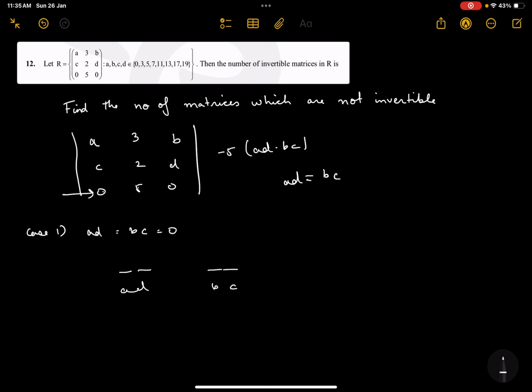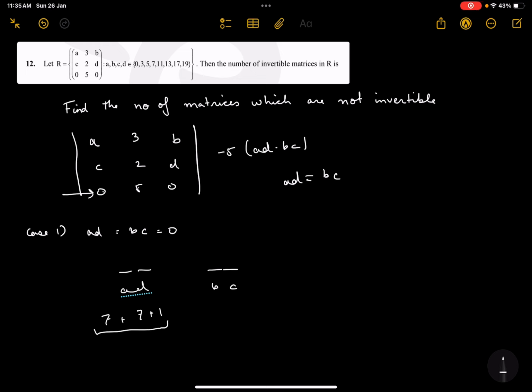So let's say I keep A as 0, then I can have 7 non-zero values for D, so there are 7 ways. Similarly, I can make D 0 and A non-zero, so there are 7 more ways, plus both are 0, both A and D are 0.